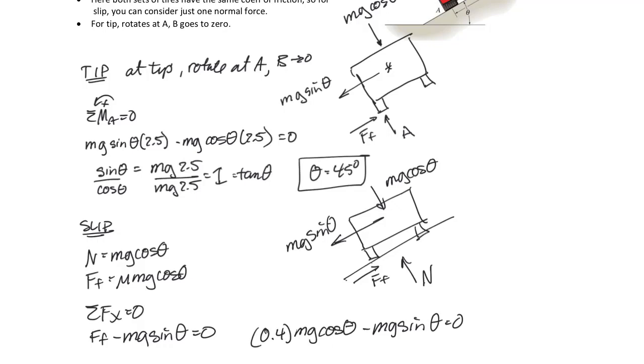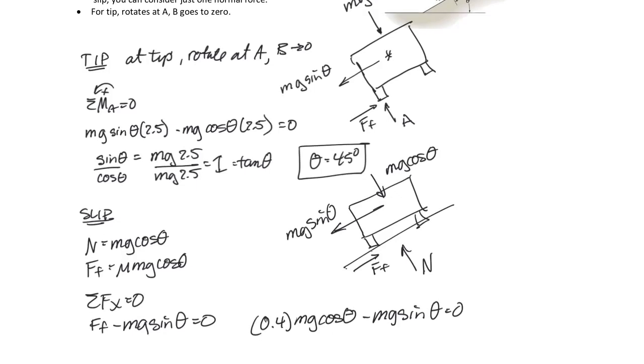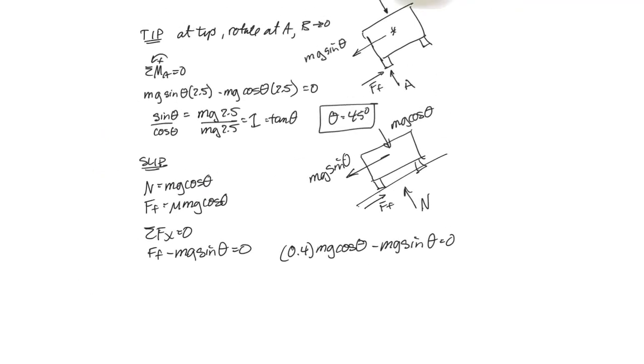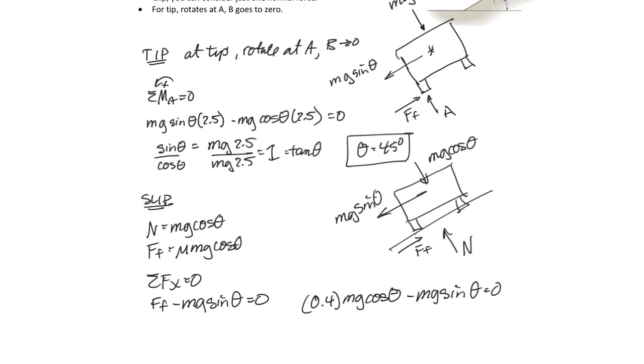Now, here's another observation, 0.4 here is equal to mg sine theta over mg cosine theta. Mg again cancels, and so that's equal to tangent theta. So in this case, the theta for slip is equal to 21.8.